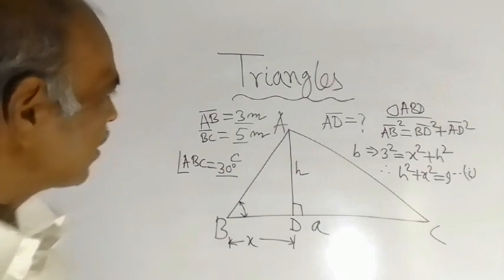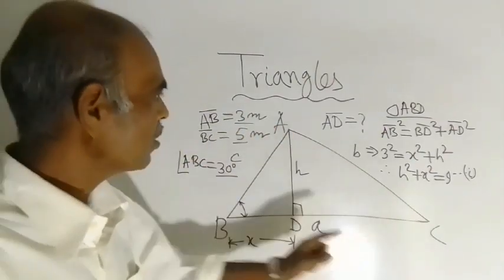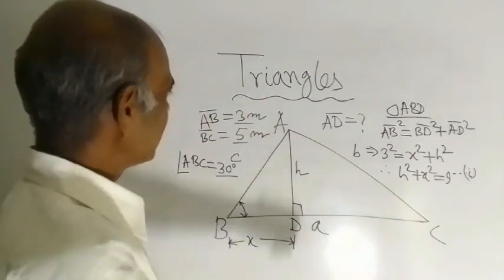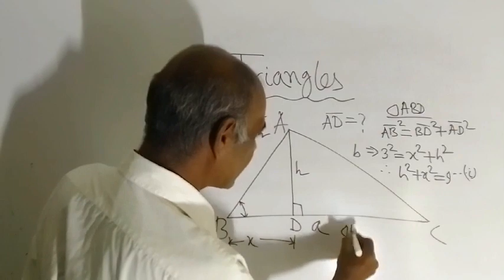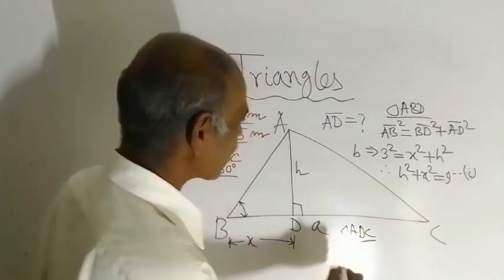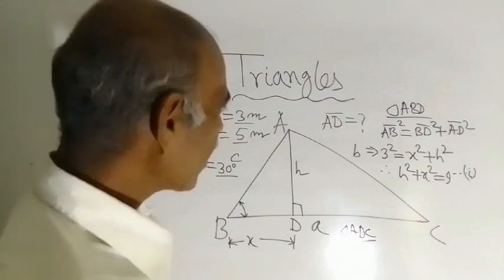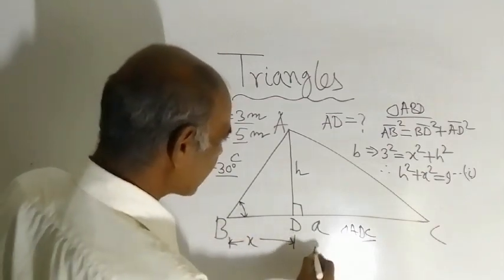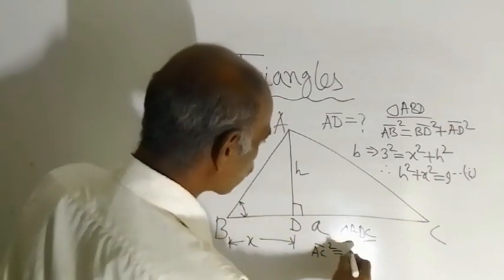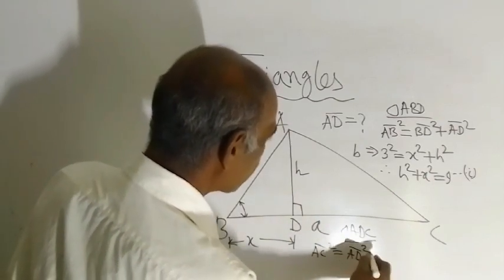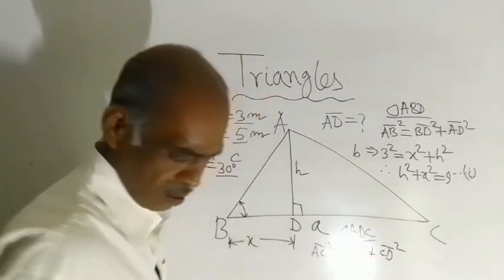Next, you consider the triangle on the right side, ADC. If you consider this triangle ADC, then AC is the hypotenuse. Then we can write AC square is equal to AD square plus CD square. Am I right?